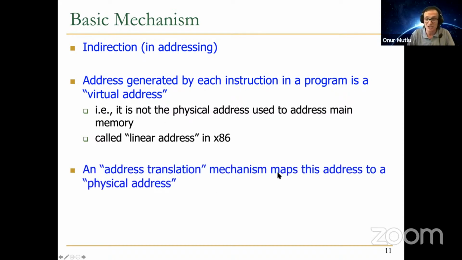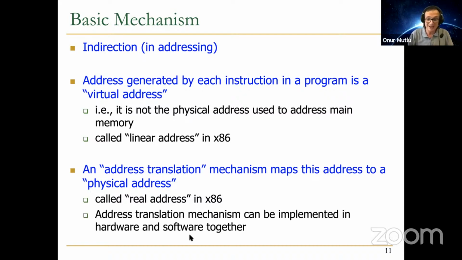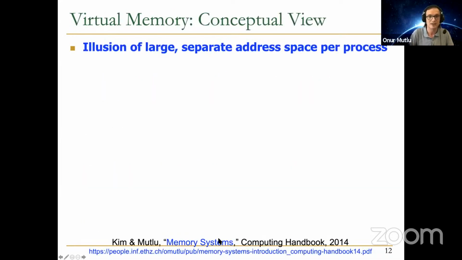And then we will have an address translation mechanism that maps this virtual address to a physical address. So it's going to be indirection. It's going to be additional latency, and we're going to try to solve those latency problems. And this physical address is called a real address in x86, as we will see also. And this address translation mechanism is implemented in hardware and software together, as we will see.